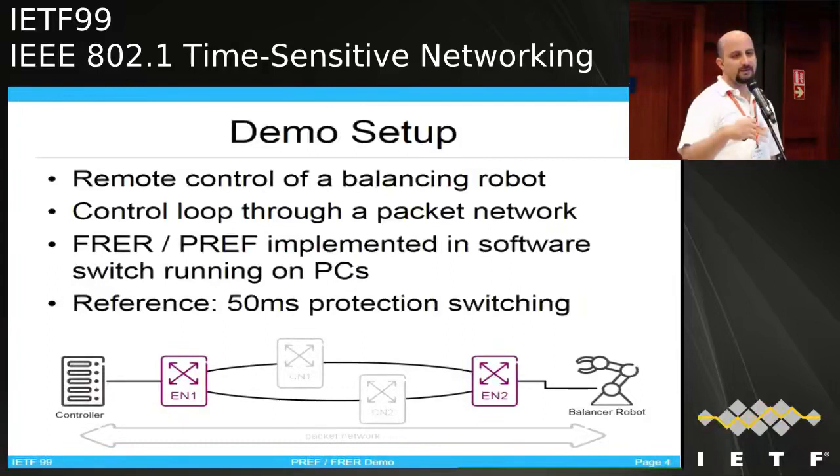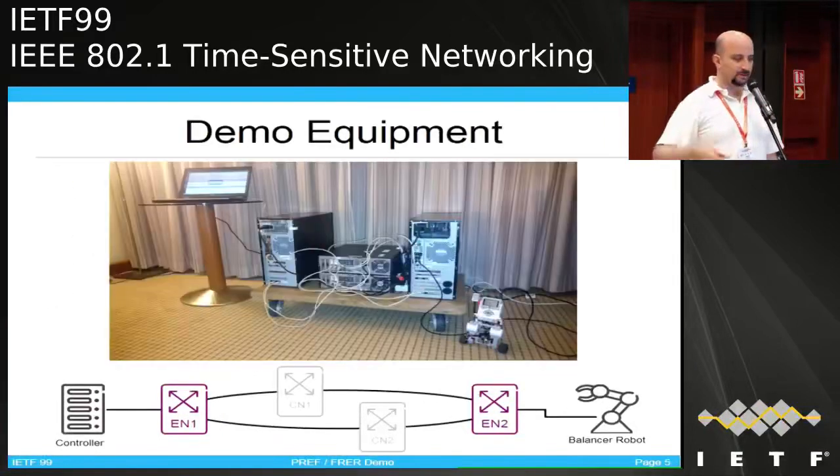As a reference, comparing replication and elimination, we compare it with 50 millisecond protection switching. As I mentioned, this is the setup: the two towers are the replication and elimination functions, this is a ring topology, and the two pieces in the middle are the simple switches.